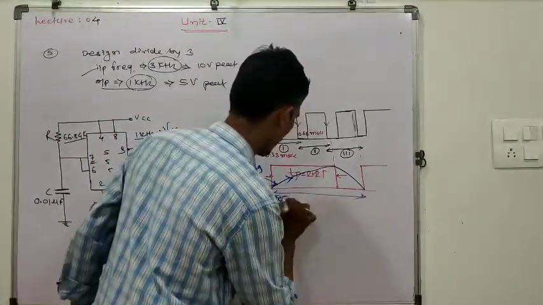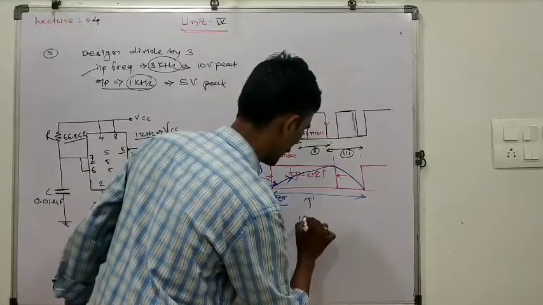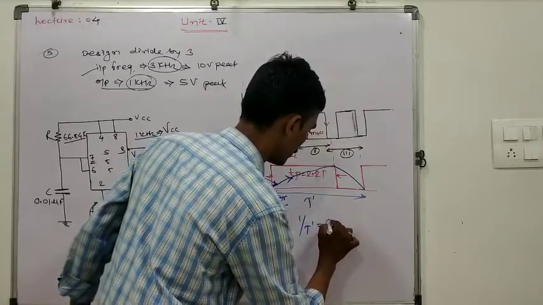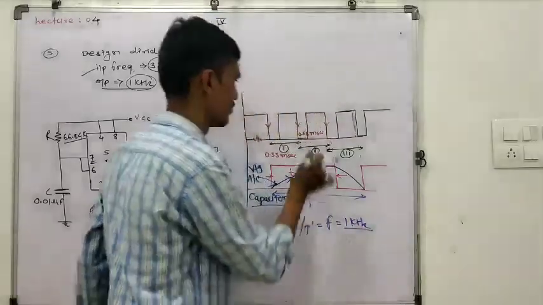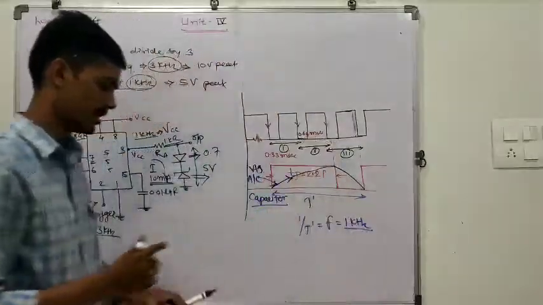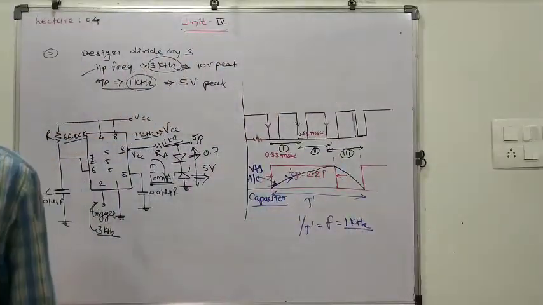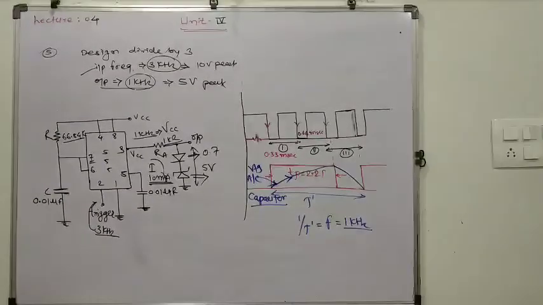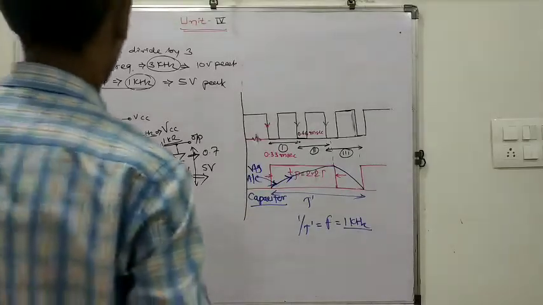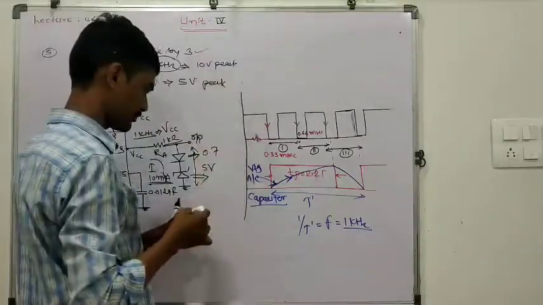So this is the total time period T dash, where 1 upon T dash is equal to the frequency, and its frequency is 1 kilohertz. Because the input frequency is 3 kilohertz, here we are getting a frequency of 1 kilohertz. This is the solution for the divide by 3 frequency problem.